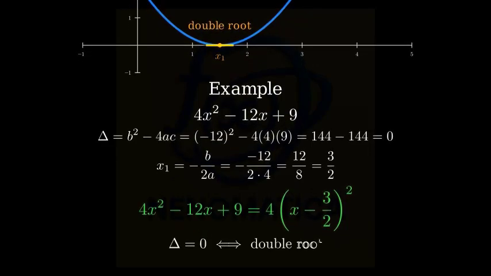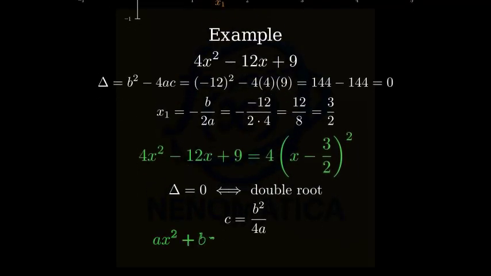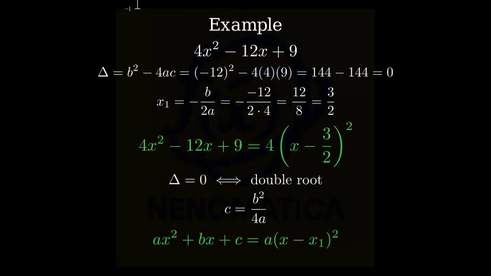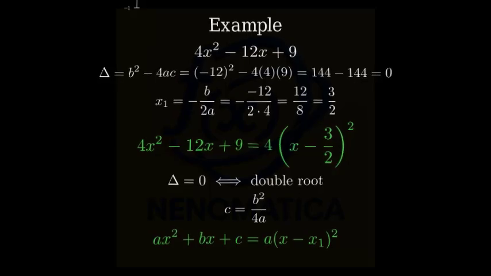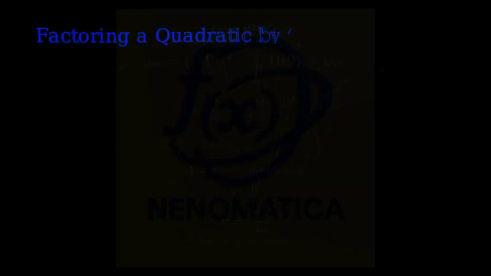Recap: a double root means delta equals 0. Then c equals b squared over 4a, and the trinomial becomes a perfect square, a times (x minus x sub 1) squared. Keep this pattern in mind whenever the discriminant is 0. In this video, we will factor a quadratic trinomial using the discriminant method with clear step-by-step visuals.